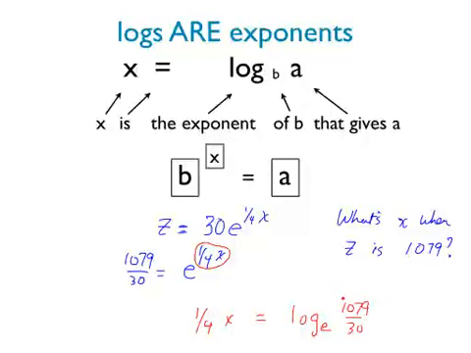Okay, so over here we have the natural log of 1079 over 30. Someone get it? What is that? 3.58. Oh, 3 is our favorite number today. 3.582. And so we want to know what x is. 3.582 is 1/4 x. Therefore, I'm going to multiply both sides by 4 to get x isolated. So you're going to get, what, 14, 15 something? What? 14.330. 33, thank you.